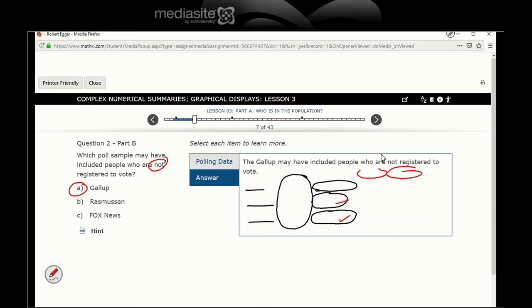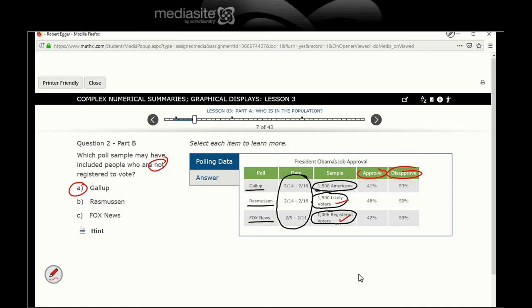Gallup may have included people who are not registered to vote. Now again, remember, Fox News were registered voters. The question was not registered. Likely voters, well, to vote, you got to be registered to be a likely voter.